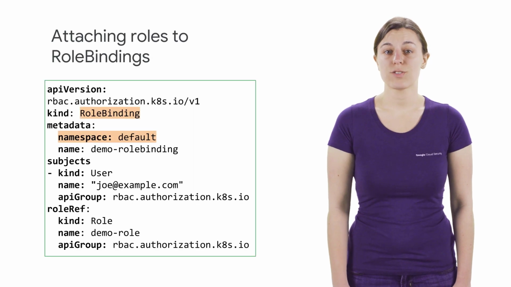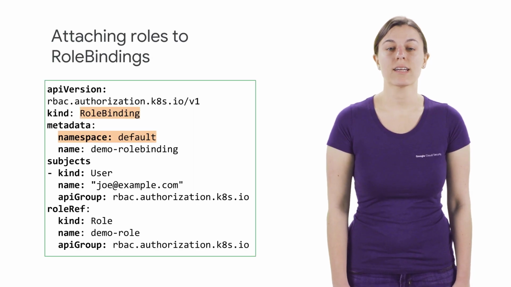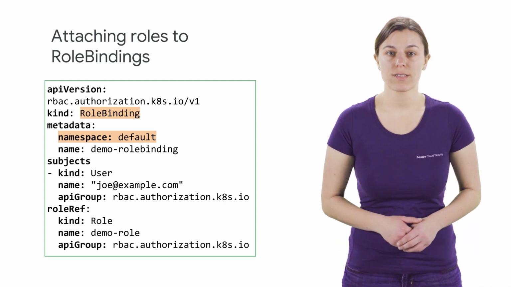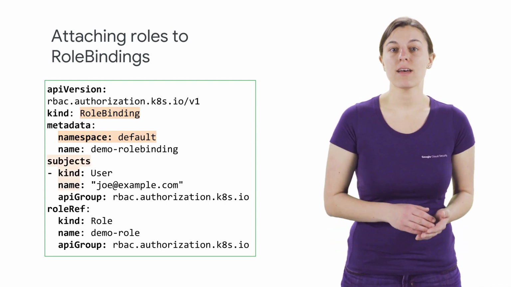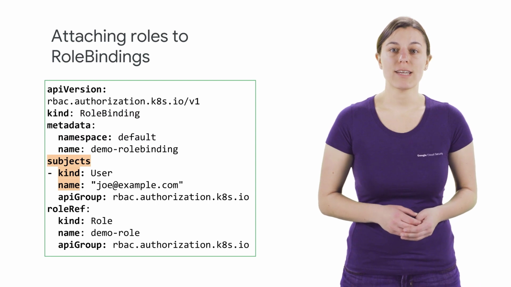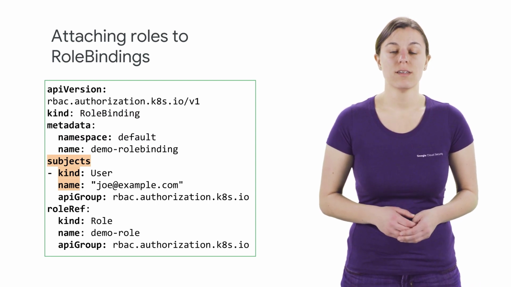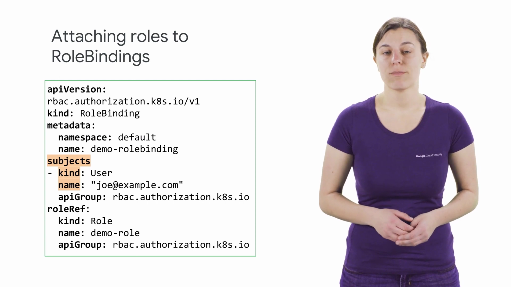Now that you've defined cluster roles, you can attach role bindings and cluster role bindings to those roles. Let's attach a role binding first. Define the namespace, then the subjects. In Kubernetes, subject kind can be users, groups, or service accounts. Note that subject name is case sensitive.